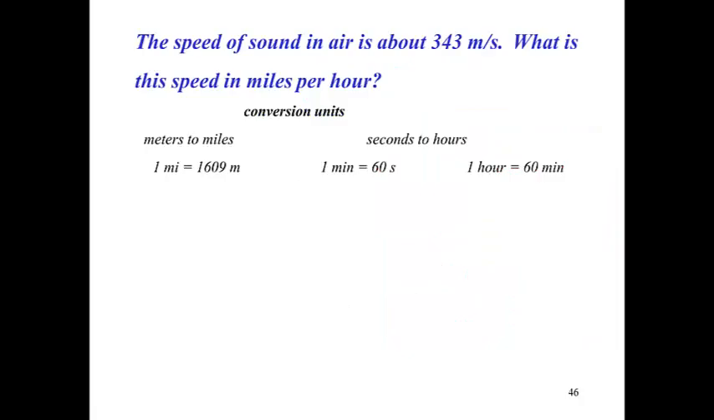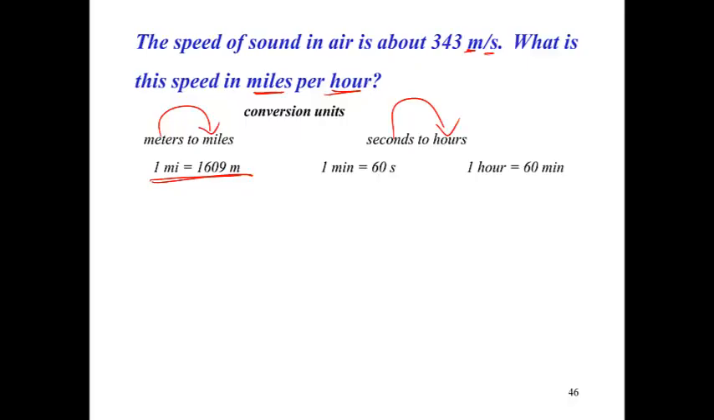Let's do one more, which is a little more difficult. The speed of sound in air is about 343 meters per second. What is this speed in miles per hour? So let's get conversion units first. We have to go from meters to miles, seconds to hours. Notice you have meters per second, you have to go from meters to miles and seconds to hours. Okay, 1 mile is exactly equal to 1609 meters. It is given.